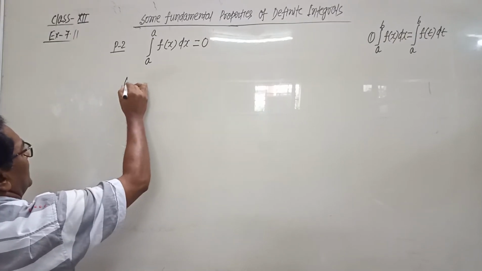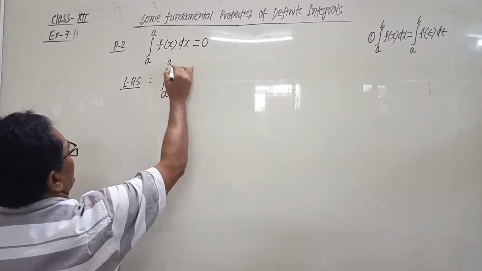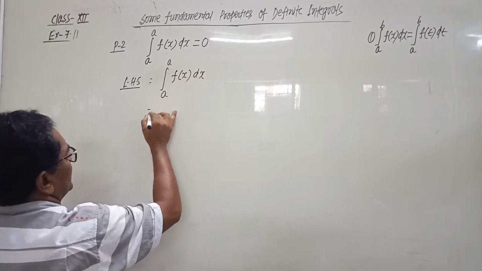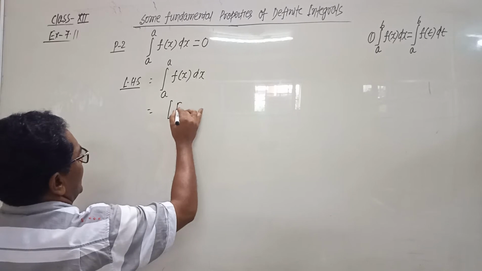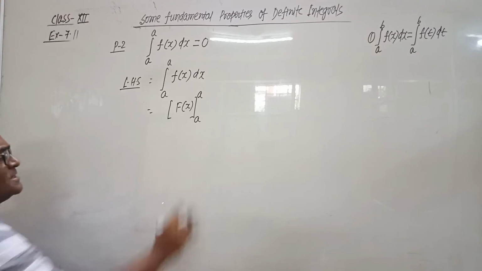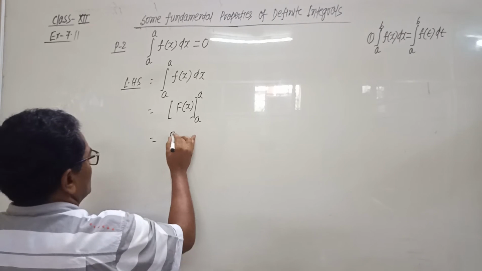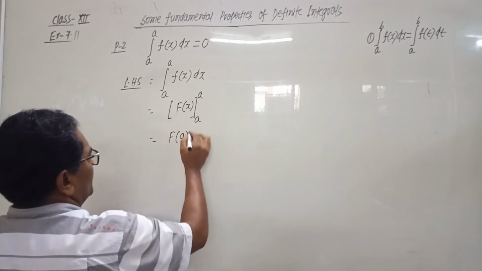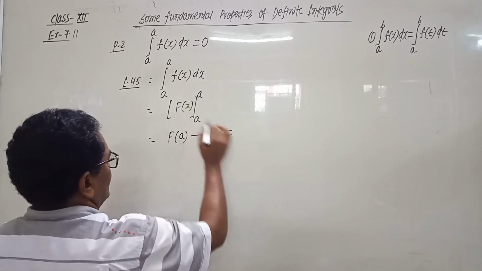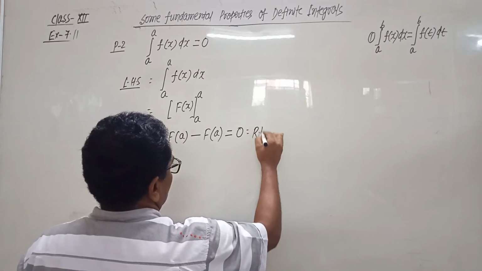Write in this way, LHS equals integration a to a f of x dx, and for f of x dx we can write capital F of x. Previously we have seen that f of x dx is written as capital F of x. Now put the limit. So F of a, at the place of x we put the upper limit, and at the place of a we put the lower limit at the place of x. So we get 0. So this is the RHS.